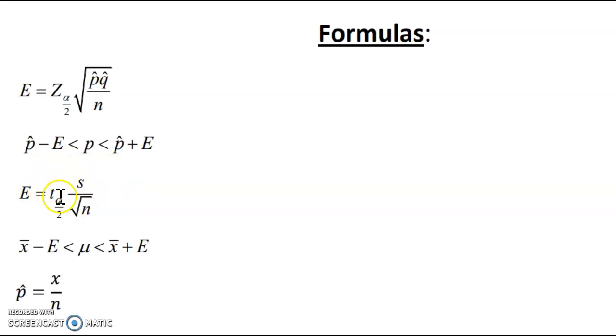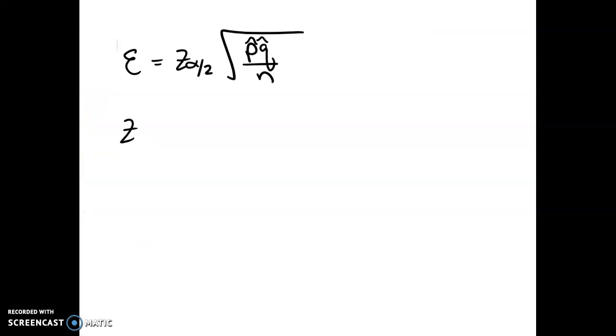They didn't give me this information here. So what I do have is information for the first margin of error. So I'm going to use that formula right there. Okay, so we found a z-score of 1.96, and that was with a 95% confidence level.